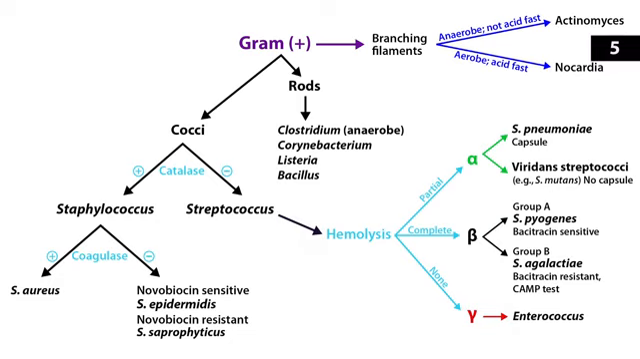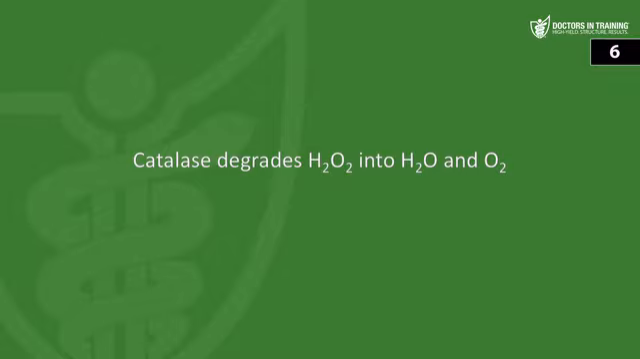All right, let's go through those answers to the end of session quiz. The first question, label the following gram-positive algorithm. Here's the chart, so pause your video if you need to and you can check your answers. Next question, what is the function of catalase? It degrades hydrogen peroxide into water and oxygen.